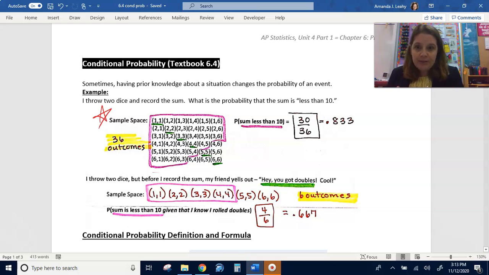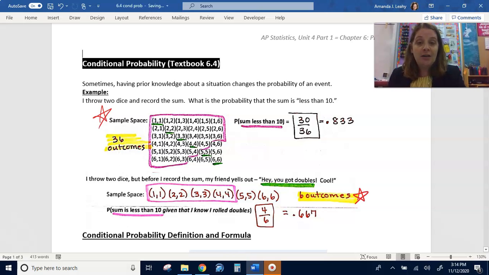About 83%. Now, let's say that I throw the dice, but before I record my sum, my friend says, hey, you got doubles, cool. All right, so I know something now. If I want to know what's the probability that I got a sum less than 10, I'm not looking at all 36 outcomes anymore because my friend let it slip that I know that it is one of the doubles. So my sample space has gone from being 36 outcomes down to 6.